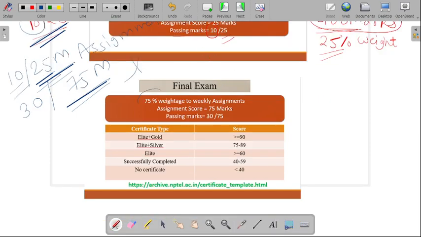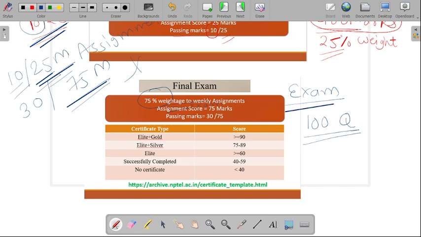So the 25% weightage of marks will be considered for your weekly assignment. So your assignment score and your final exam score will be considered here, and your exam will be conducted by the examination center that is provided by NPTEL. So you need to go to the exam center and you have to attempt this proctored examination, and a total of 100 questions will be there in your exam.